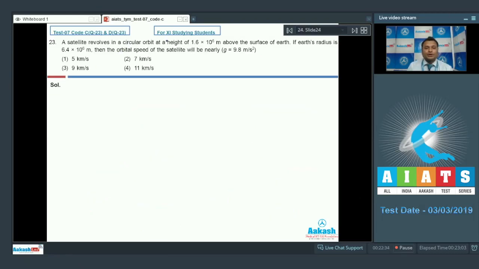A satellite revolves in a circular orbit of height 1.6 into 10 power 6 meter above the surface of Earth. If the Earth's radius is 6.4 into 10 power 6 meter, then what will the orbital speed of the satellite be? Taking g as 9.8 meter per second squared. We know that the orbital speed of a satellite revolving around the Earth is given by the square root of capital G times the mass of Earth divided by the distance from the center of Earth. Now, suppose this is the center of Earth and here is the satellite revolving in a circular orbit.